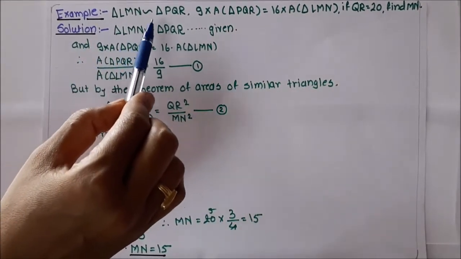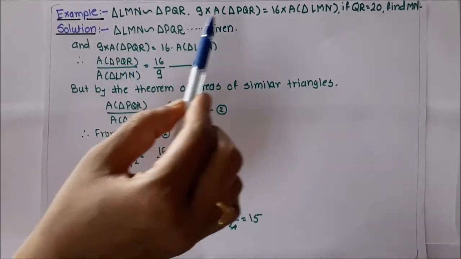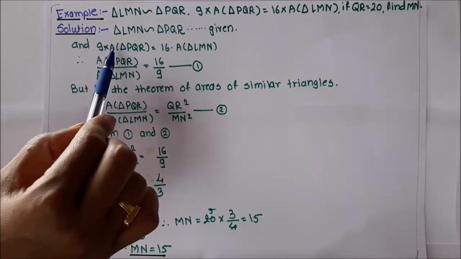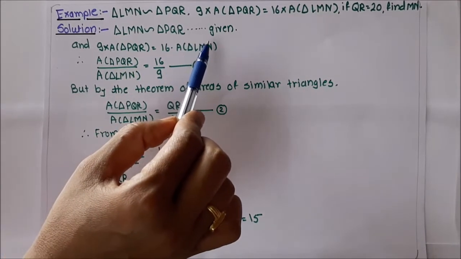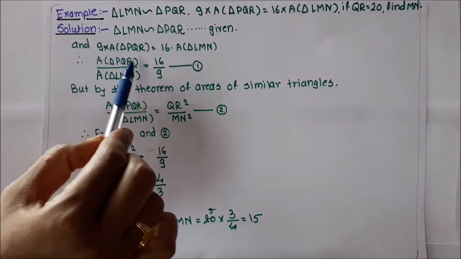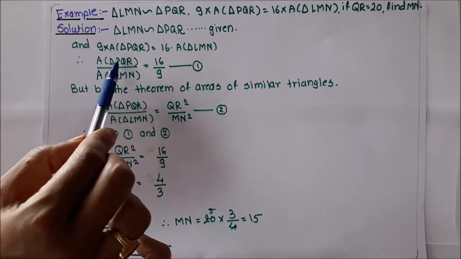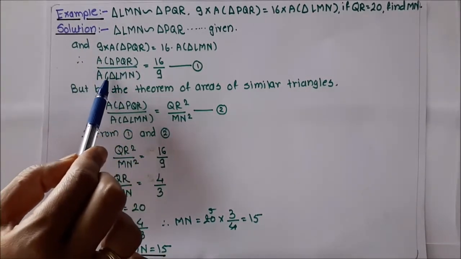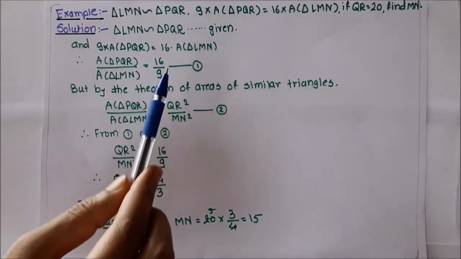Solution: triangle LMN is similar with triangle PQR, it is given. Also we will write that relation, that is 9 into area of triangle PQR is equal to 16 into area of triangle LMN. Now send this element to this side and send this 9 to that side, they will become denominators. Therefore area of triangle PQR upon area of triangle LMN is equal to 16 upon 9. This is statement number 1.